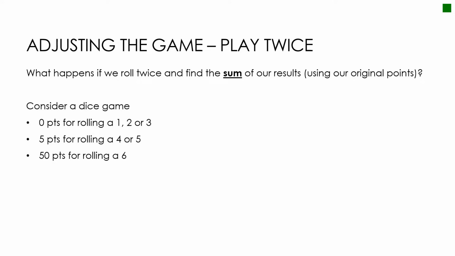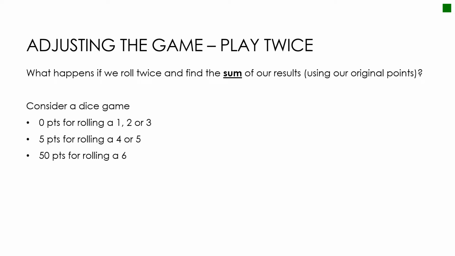So we've used StatCrunch to help us determine what happens if I have just one random variable and I increase it by a certain amount or multiply it by a certain amount. And those should look familiar to you because we've looked at these before a few chapters ago. But now I want to look at something that maybe we haven't talked about in as much detail, which is what happens when I adjust the game by playing twice.